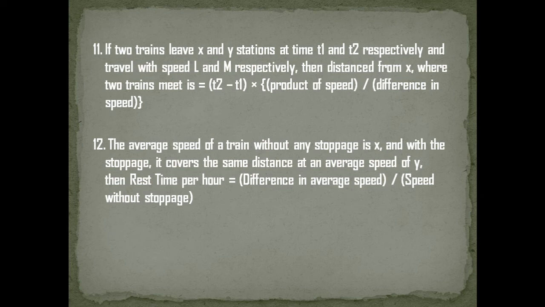The average speed of a train without stoppage is X, and with stoppage it is Y. Then you need to find the rest time, meaning per hour, how many minutes or seconds it is going to rest. That can be given as the difference in the average speeds of those two cases divided by the speed without stoppage.